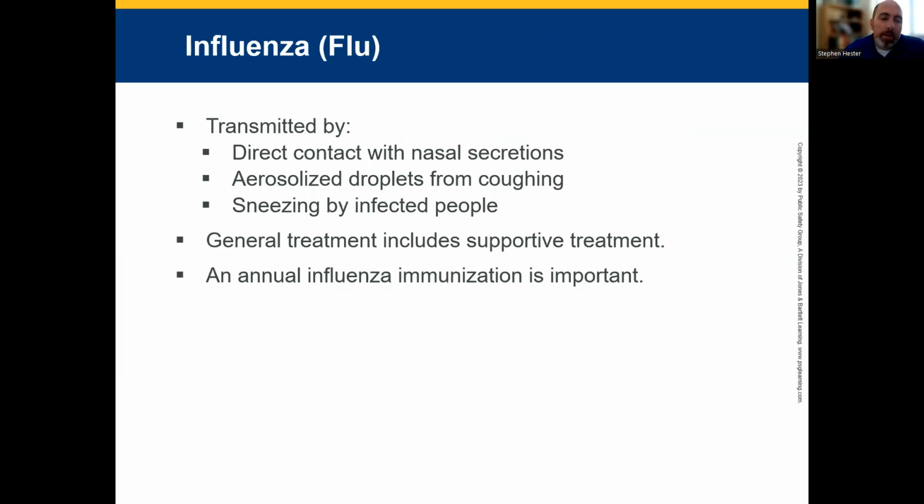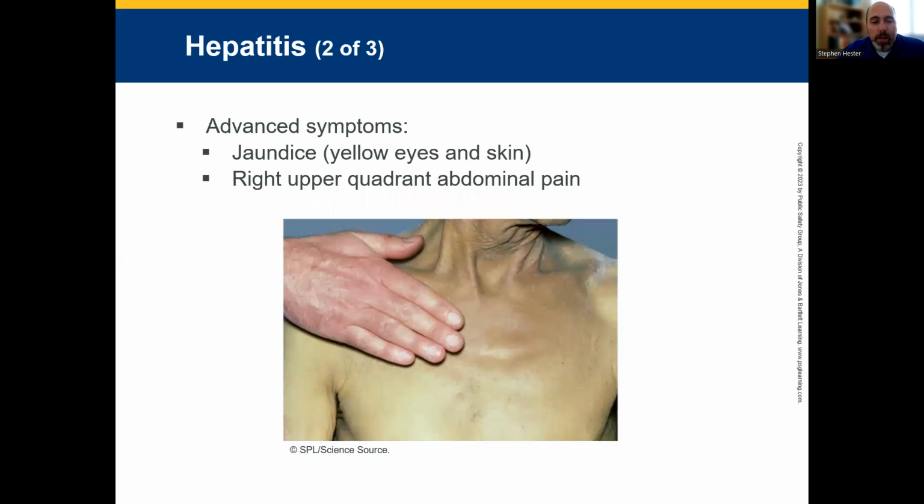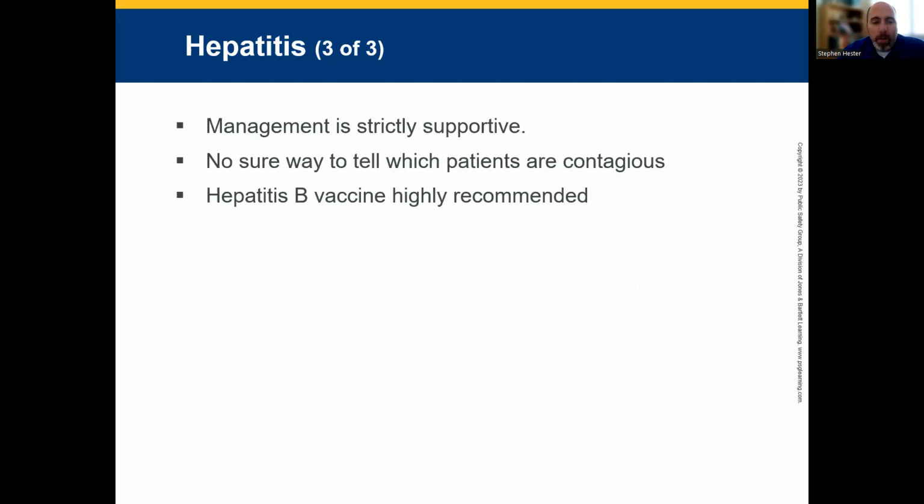Flu is still going around, especially in the winter months. So make sure that we are wearing our face PPE, whether that be a surgical mask, N95, whatever is needed, to help restrict that. Hepatitis: sometimes the symptoms include jaundice, yellowing of the skin from the bilirubin. We are pretty much just supportive with hepatitis.